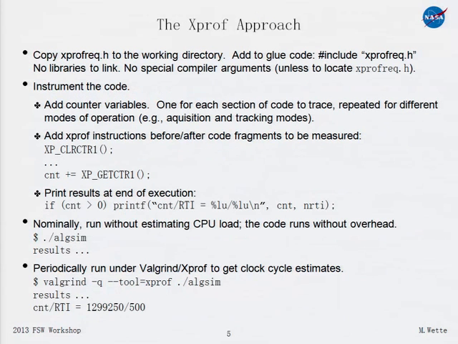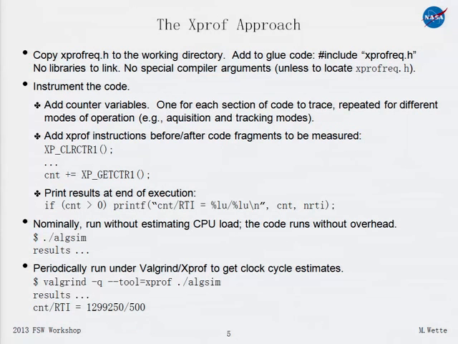His approach is a header called Xprof req.h; you basically copy that and include that header in your code. There's no library to link and no compiler arguments, and then you start instrumenting your code. You add counter variables, which may be macros in this header. One is Xprof clear counter, so add Xprof instructions before your code fragments, and then Xprof get counter actually just gets the counter, and then you print the results of your execution. Nominally run without estimating CPU load.